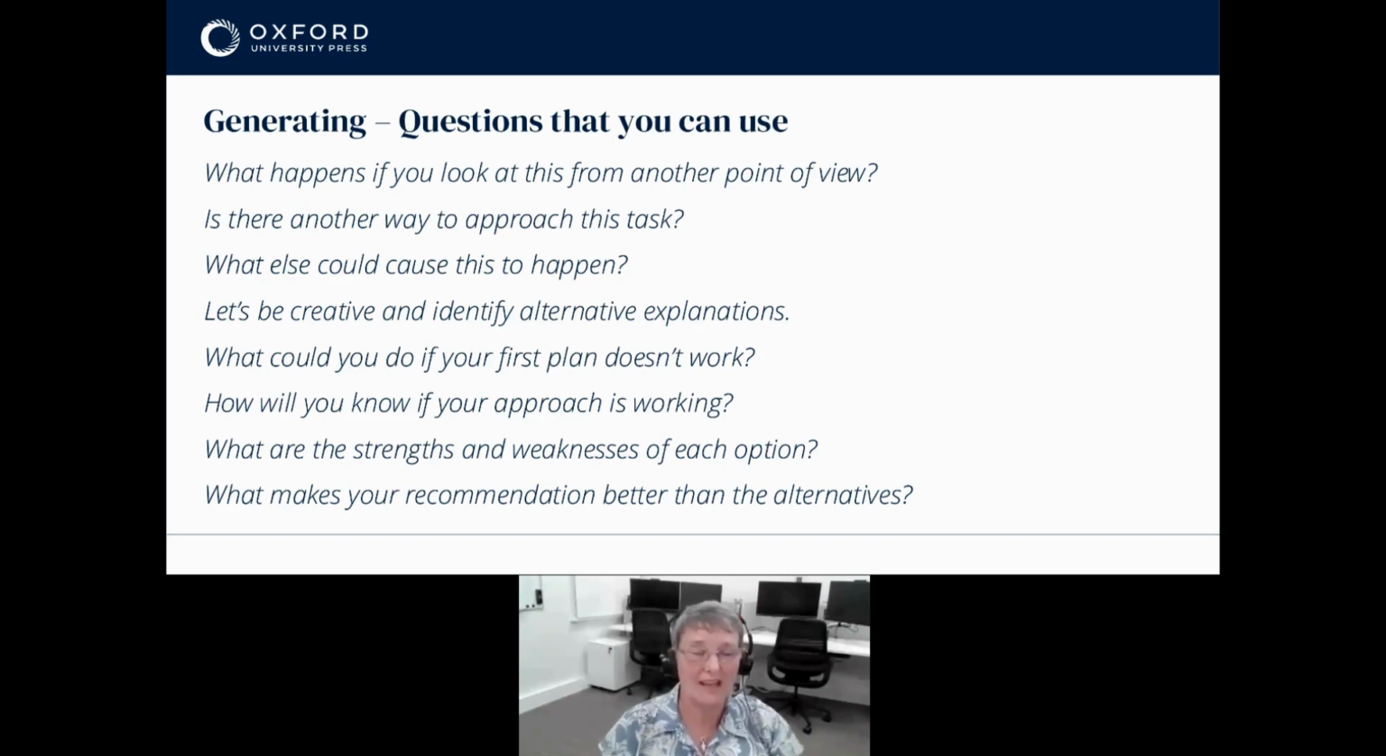Going back to that flat Earth example, what else could cause the pictures of the Earth if the Earth was shaped like a coin? That was one of the key things that I used to come back to with flat Earth. Be creative and let's identify alternative explanations. What could you do if your first plan didn't work? All of those are things that you can actually ask in your classroom. Just keep the list in your notebook or in your planner or something along those lines, and just make it easier for you to remember and incorporate it into your daily routines.